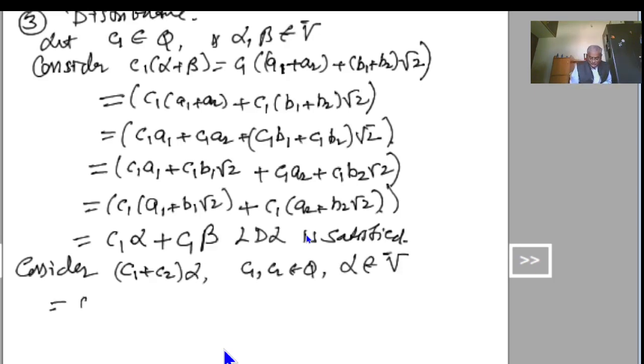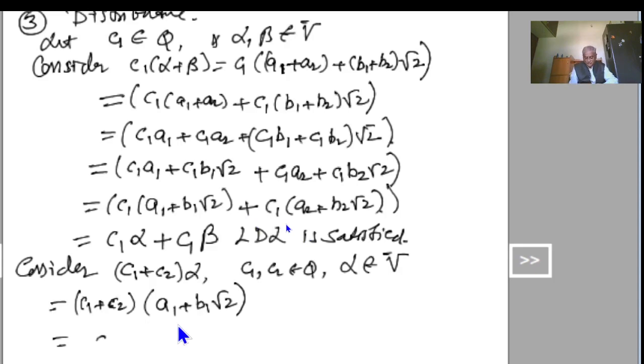So this is equal to (C1 + C2) into alpha, which is nothing but (A1 + B1 root 2). This is our alpha. And this can be written, by taking the multiplication here, as (C1 + C2) into A1 plus (C1 + C2) into B1 root 2. So we have to separate the terms here.